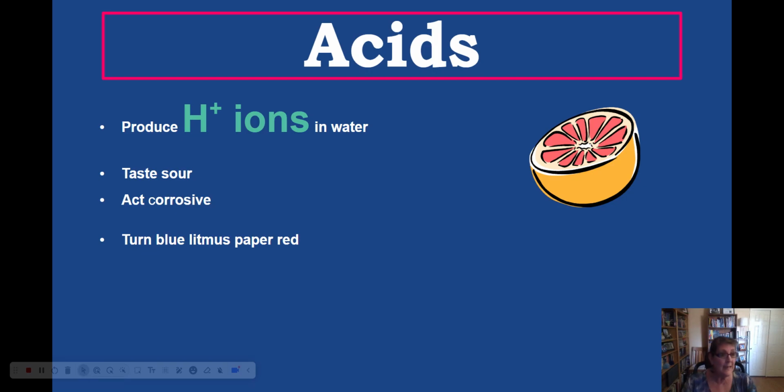Acids. What you really need to know from this slide is that acids produce H plus ions in water, hydrogen ions in water. So what happens is you put an acid into water and an H plus pops off. So we make H plus ions, and that's what makes something acidic, is that H plus floating around in the water. It tastes very sour like lemons or oranges. It can be very corrosive if it's a strong acid, if it's concentrated, and it turns blue litmus paper red. But remember, acids make H plus ions.